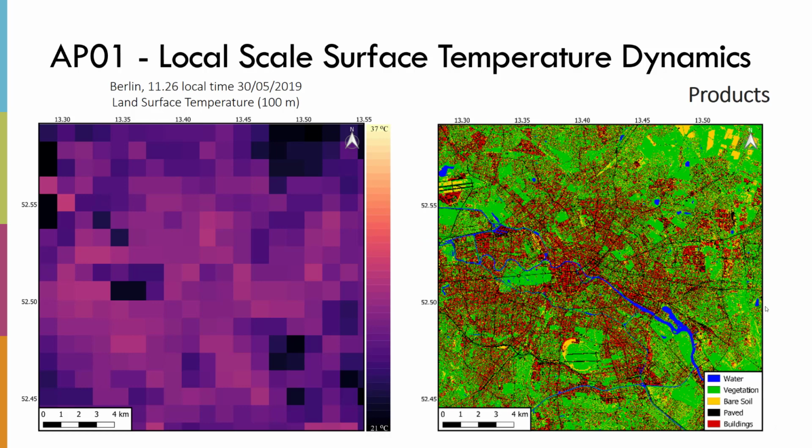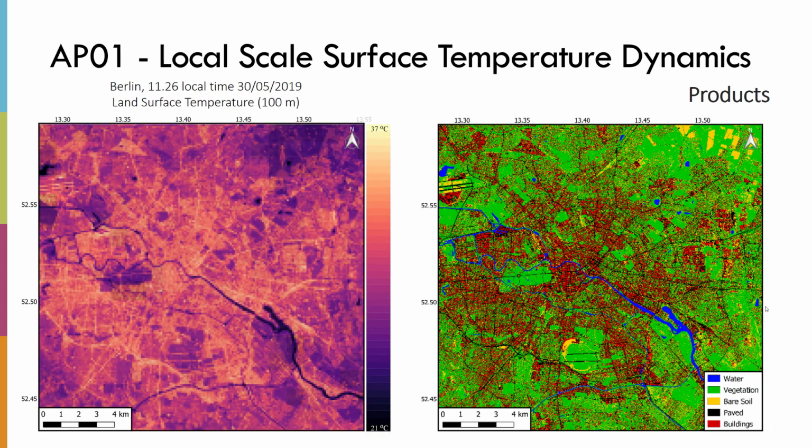The final Cure products are detailed surface temperature maps, which reveal information on the temperature of the individual surfaces. You see, for example, in this daytime product for Berlin, the level of detail emerging. This is the surface temperature in 100-meter spatial resolution for the end of May 2019 at midday, 11:30 local time, where the paved surfaces like the road network, the parking lots, and the airport runways present higher surface temperatures than the urban green spaces, reaching up to 37 degrees Celsius.